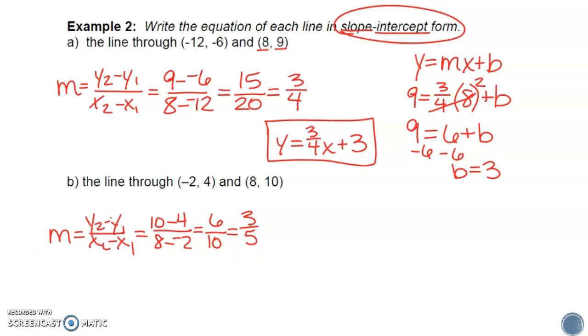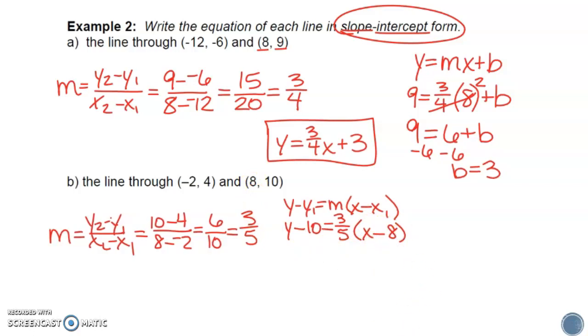Now I mentioned that we're going to do this a little bit differently. In the end, I still want slope-intercept form, y equals mx plus b, but I'm going to go about it a different way. So I'm going to actually use point-slope form because I have my slope and I have a point. So point-slope form formula looks like this. I'm going to substitute 10 for y1. My m value is 3/5. That was my slope that I calculated. And x minus x1, which is 8.